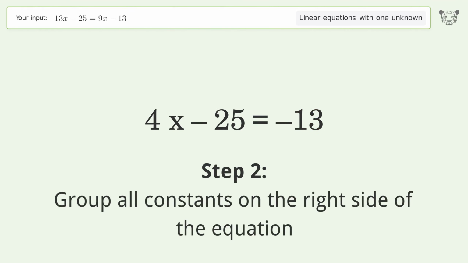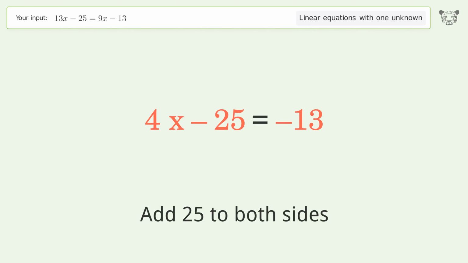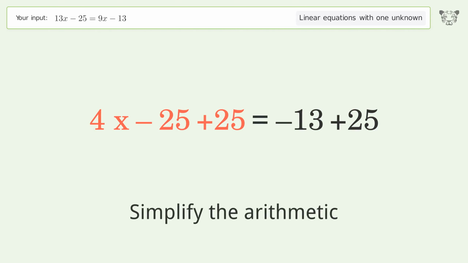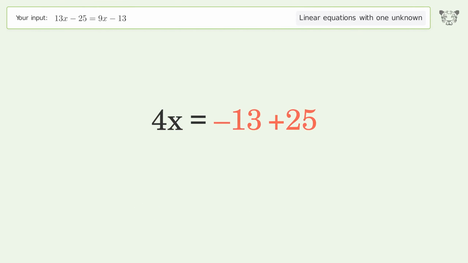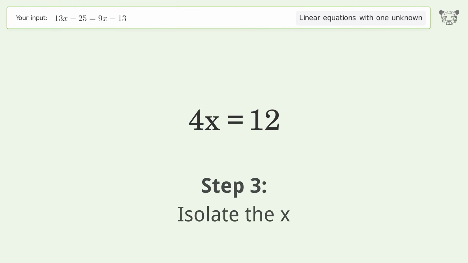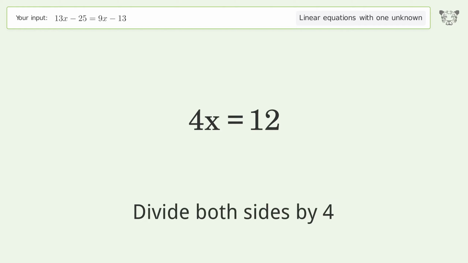Group all constants on the right side of the equation. Add 25 to both sides. Simplify the arithmetic. Isolate the x. Divide both sides by 4.